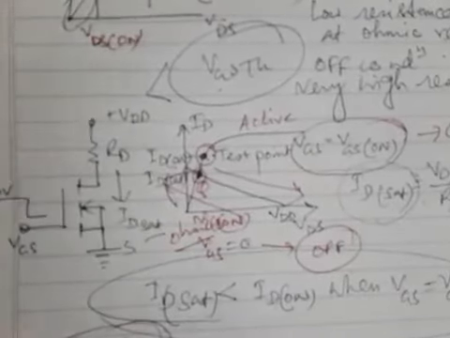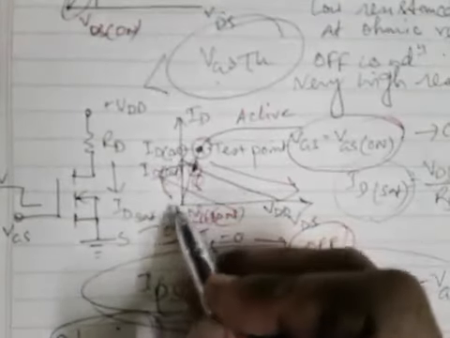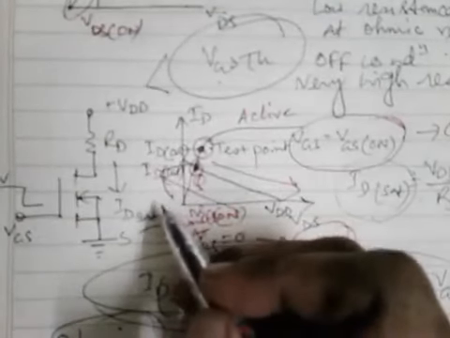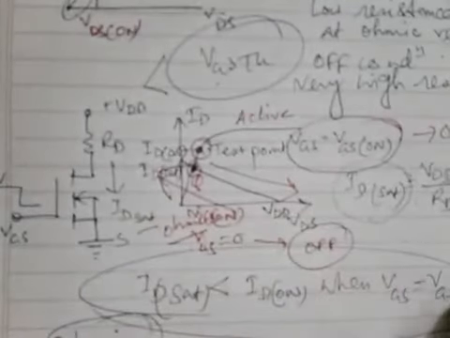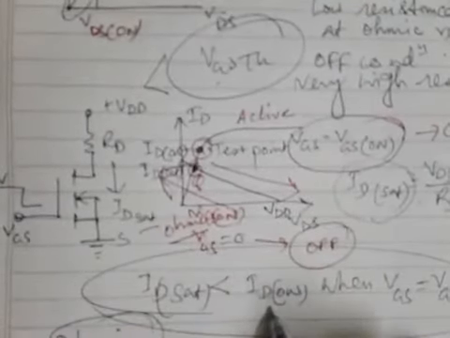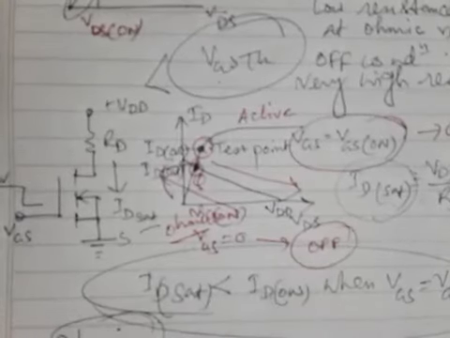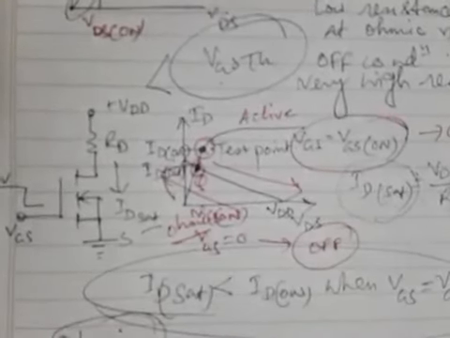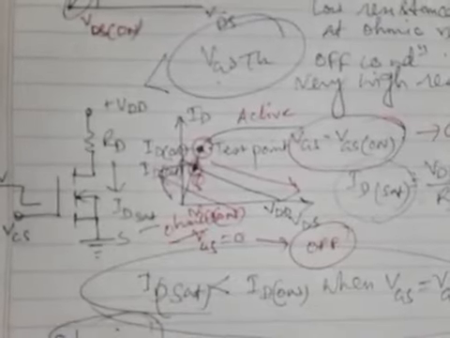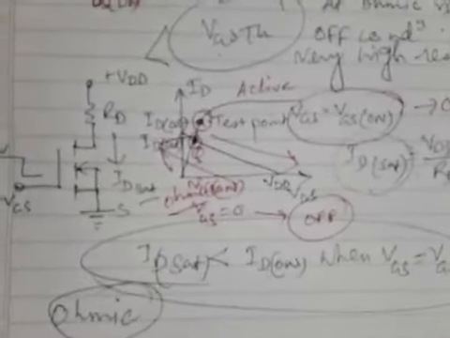Now if this ID sat is found less than this IDS on, as per this characteristic curve, the IDS on is the upper point and the ID sat is the lower point on this current axis, then we can say that considering VGS equal to VGS on, if this ID sat is less than IDS on, then the device must be biased in the ohmic region and it will behave like a small resistor. So this is the primary condition.